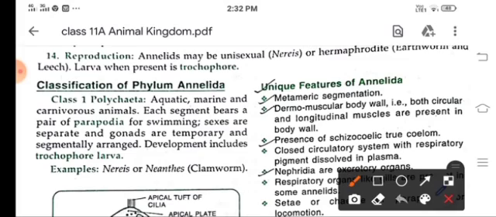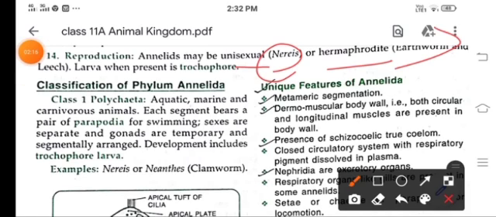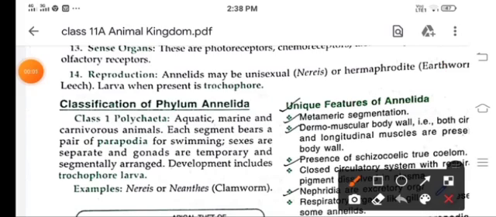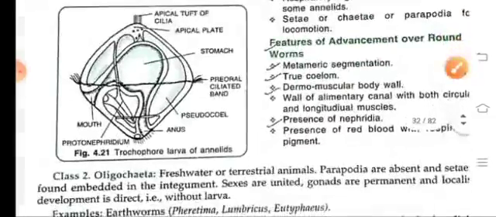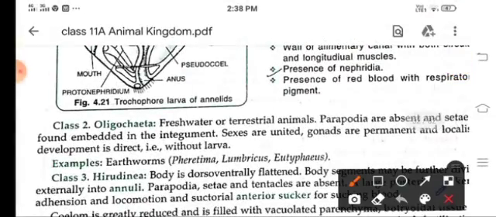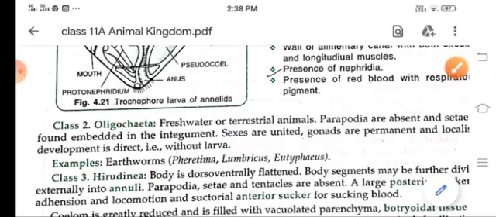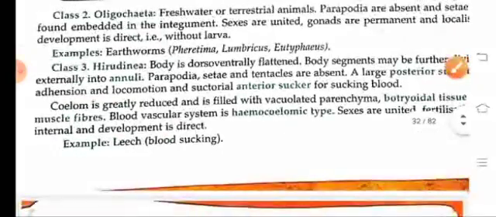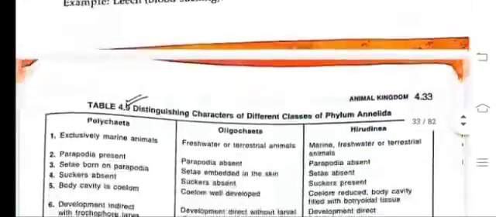Now annelids may be unisexual or hermaphrodite. Nereis is unisexual in nature, whereas earthworm and leech are hermaphrodite in nature. Larval stage is the trochophore. Now this phylum is divided into 3 classes: Polychaeta, in which Nereis and Neanthes are included. Then next is Oligochaeta, in which the earthworm comes, and Hirudinea, in which the leeches or blood-sucking animals come.